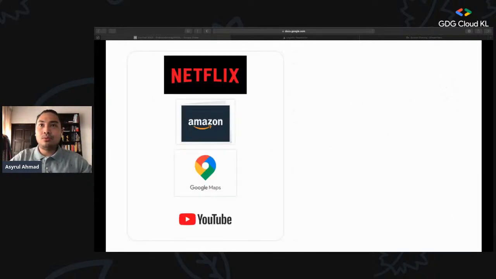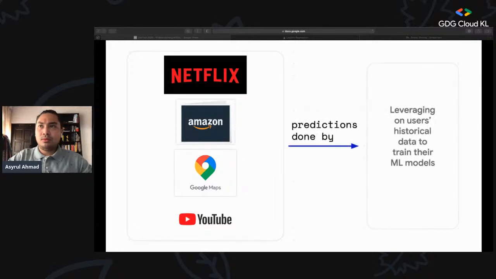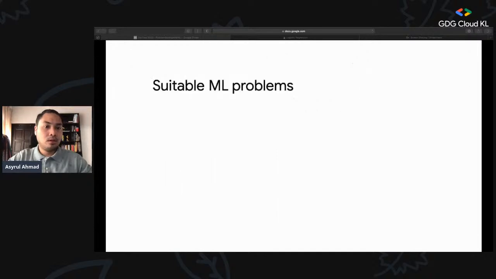Okay, so back to our example earlier. How do these applications make accurate recommendations every time? Well, of course, by leveraging users' historical data to train their models. When you use the applications, your data is being collected, and using that data, they train their model and can come up with a really robust machine learning model.